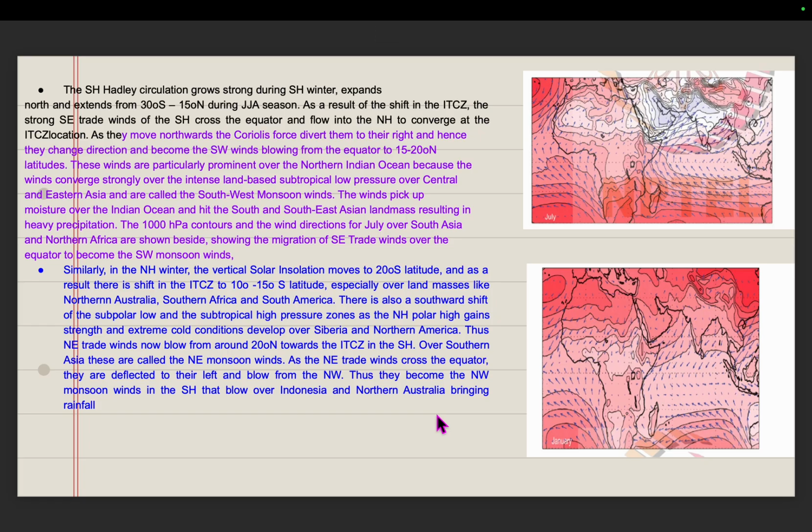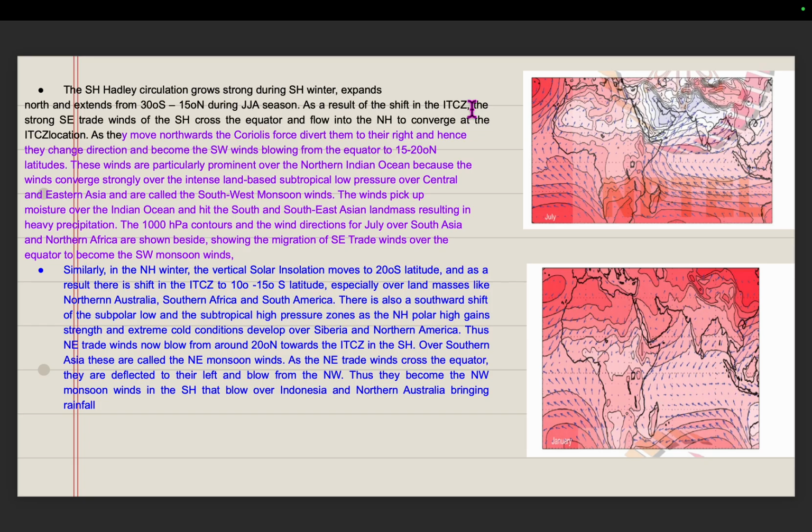Now the southern hemisphere Hadley circulation grows strong during the southern hemisphere winter, and it expands north and extends from 30 degrees south to 15 degrees north during the June, July, August season. As a result, there is a shift in the intertropical convergence zone, and the strong southeasterly trade winds of the southern hemisphere now cross the equator and flow into the northern hemisphere, converging at the ITCZ location.